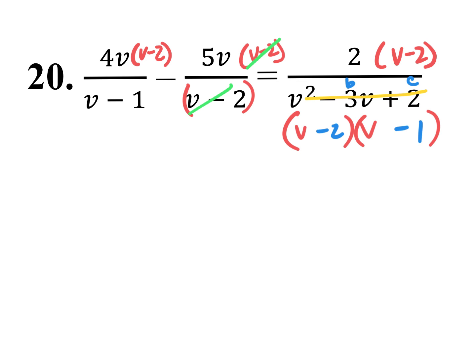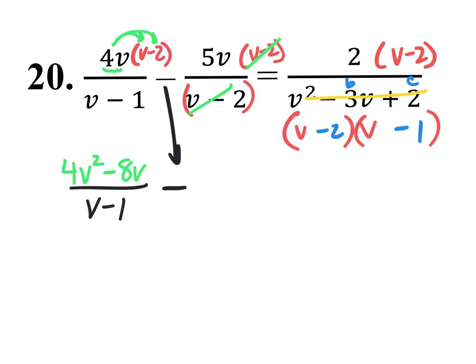Okay? Now, over here, I have a v minus 2. That's not going to cancel with the v minus 1. So what I actually need to do is distribute the numerator. So up here, 4v times v, that'll give me a 4v squared. 4v times negative 2, that's a negative 8v. And of course, that's still over the denominator v minus 1 because it didn't cancel with that denominator. So what do I have left? I have the minus sign that comes down. I have the 5v, the fraction's gone, equals.